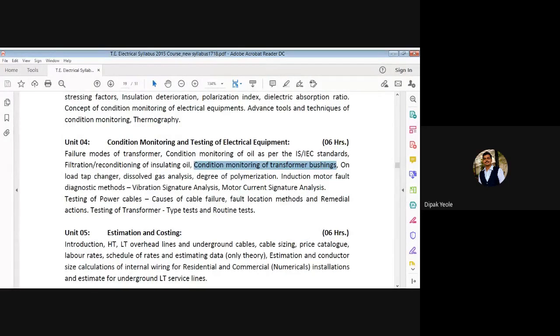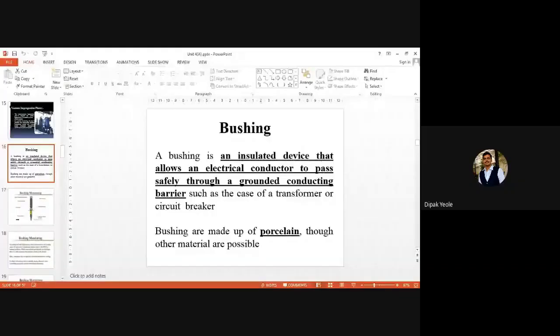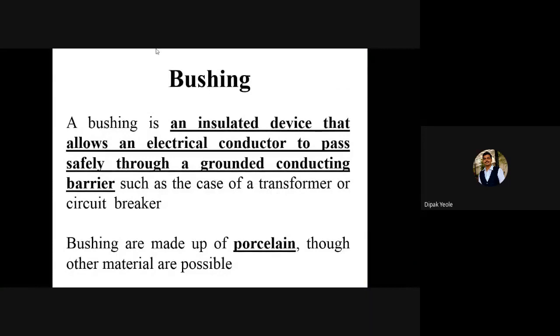Let me share my screen so that we can start with the introduction of what is meant by bushing and what the purpose of bushing inside the transformer is. Just a minute. Okay, so this is related to the transformer bushing.